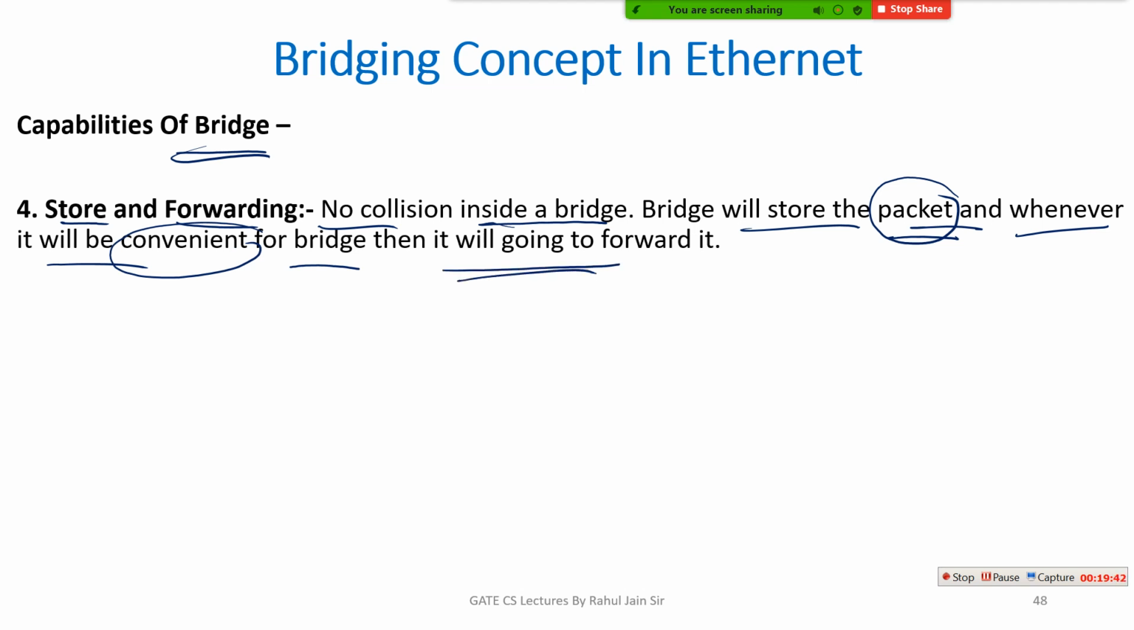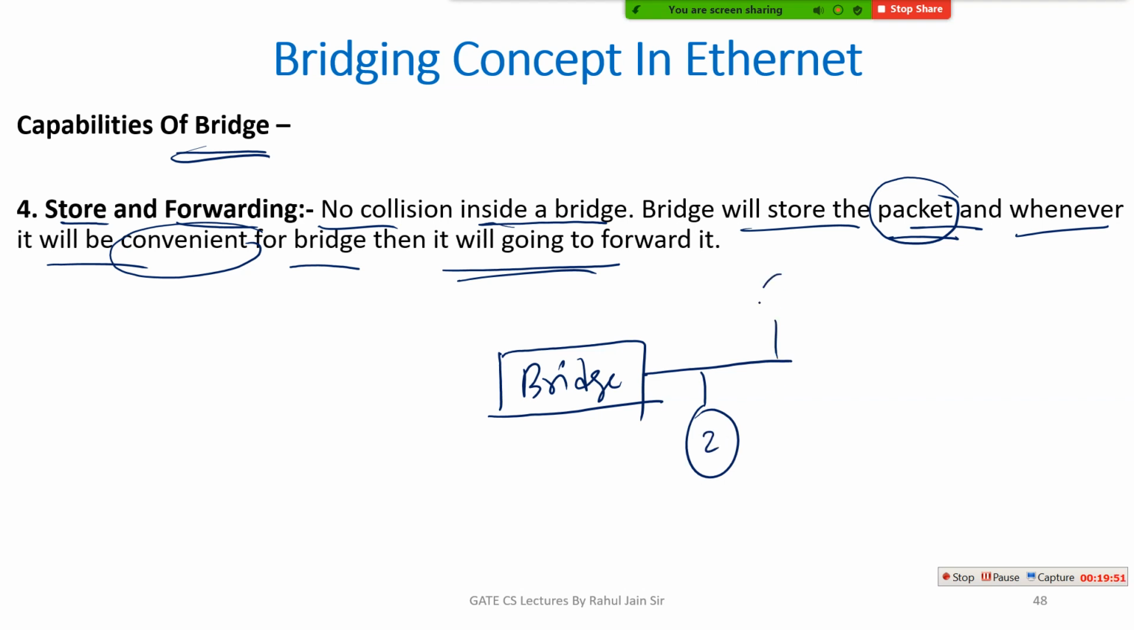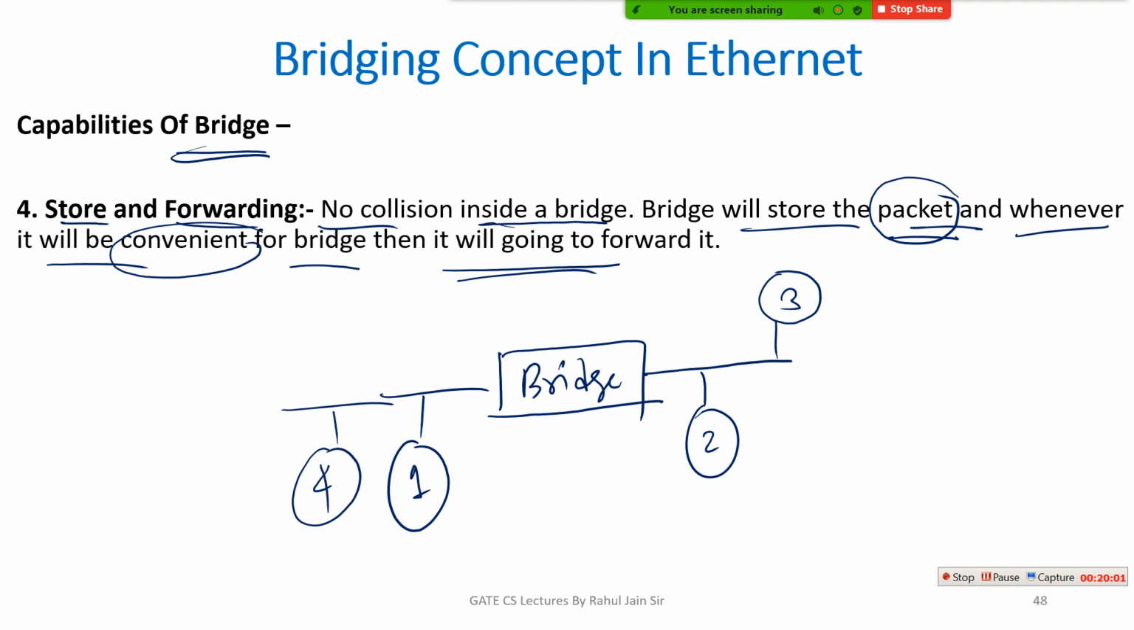For example, see here. Suppose this is my bridge again, and here is my station 2, here is my station 3, and here I have station 1. Now suppose I have one more station, 4, here. This is my lane 1 and this is my lane 2. The bridge is connected to these two different lanes.